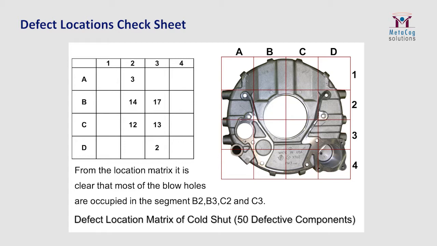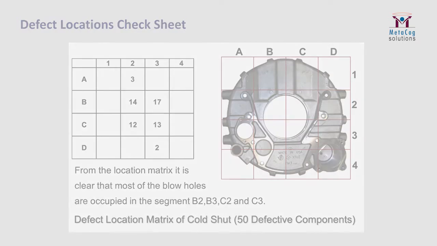So, from this location matrix, it is clear that most of the blowholes are in the segments B2, B3, C2 and C3. So, this is a particular check sheet always used in die casting applications.